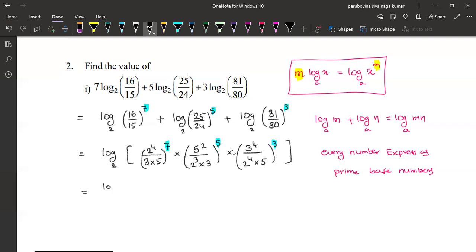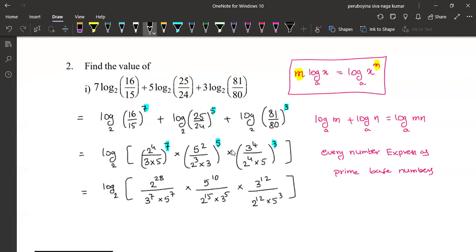Now distribute the whole power 7 for the first number. So now 4 sevens are 28 divided by 3 power 7, because it covers each and every number in that bracket. And 5 power 2 fives are 10 divided by 2 power 3 fives are 15 into 3 power 5. And again it is 3 power 4 threes are 12 and 2 power 4 threes are 12 and 5 power 3.